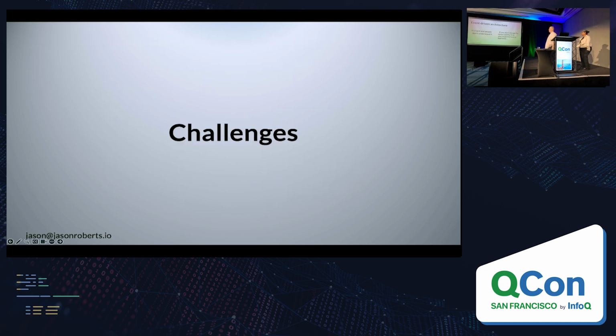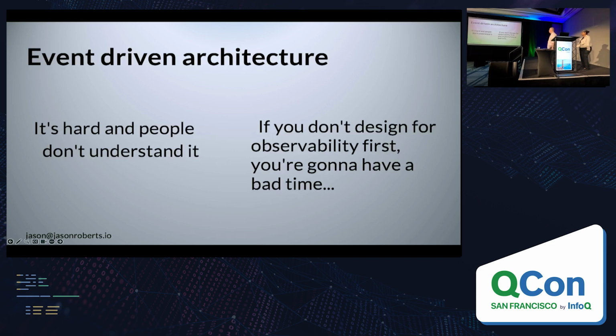So that's a lot, I know. Talk a little bit about some of the challenges there, because there are a lot of these too. So event-driven architecture. It's hard. People don't understand it. It takes a paradigm shift most of the time. Unless you've already been doing this for a few years, grokking it is hard. And while this may be obvious, it's extra painful if you don't design for observability first with event-driven architecture, because you have a lot of things going on, and a lot of ways things can go haywire.